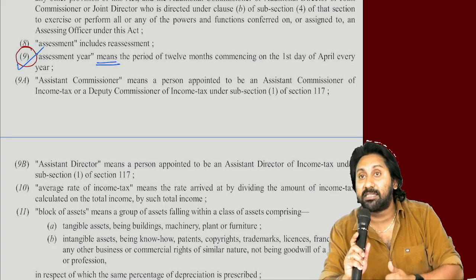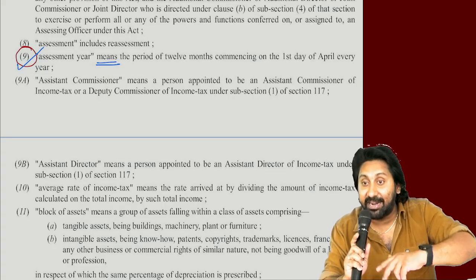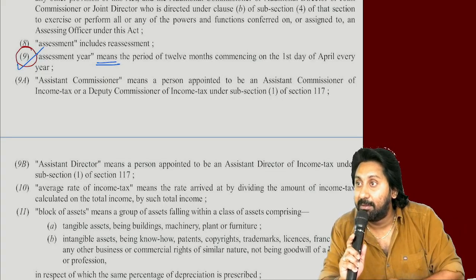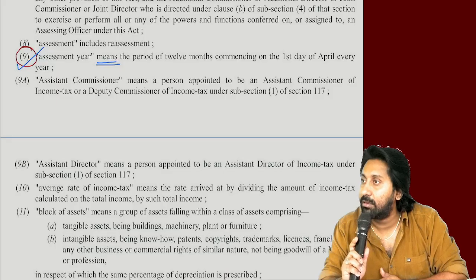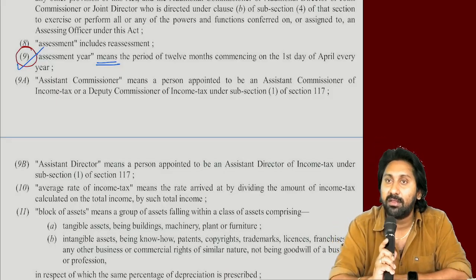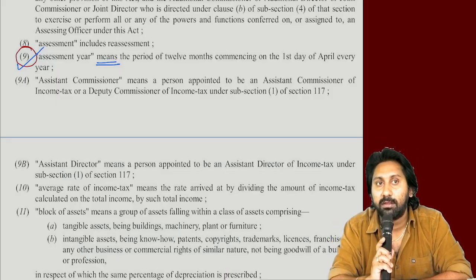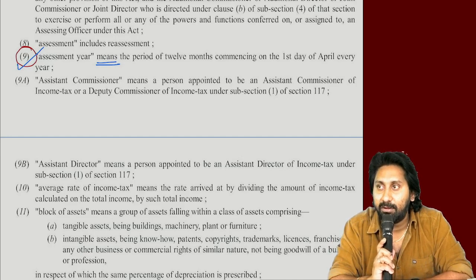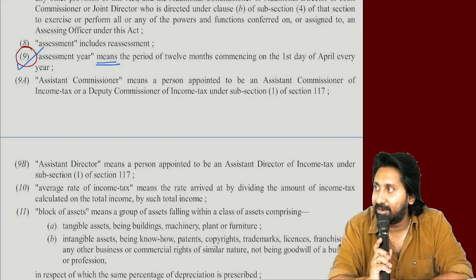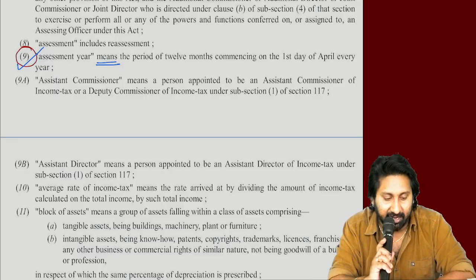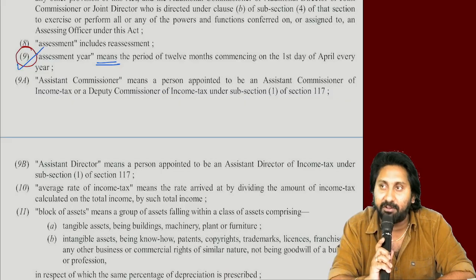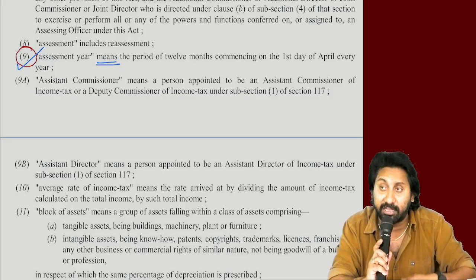Or they can tell like this: assessment year is a year immediately succeeding the previous year. Like that also they can tell. Why did they not tell that? Think. Did you understand the question first? Instead of doing like that, they can tell assessment year means the period of 12 months commencing on the first day of April every year. Instead of using it like this, they can use it like this.